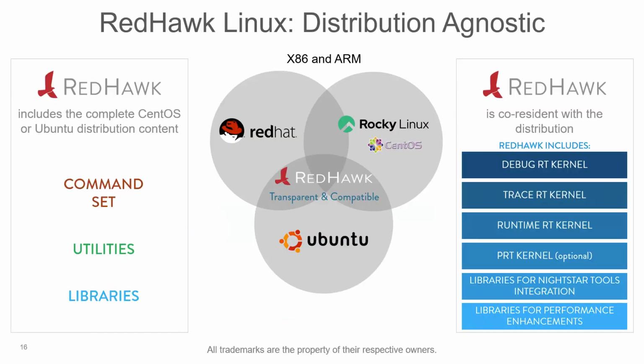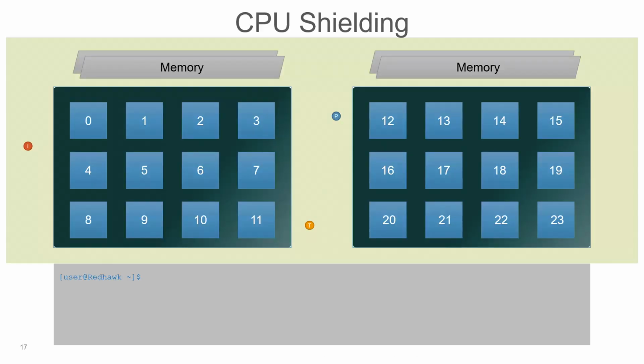Red Hawk Linux is compatible with the most popular Linux distributions out there, and this compatibility helps when anyone has a need for any real-time capabilities, and for them it will be easy to transition to Red Hawk Linux. It even supports the PREEMPT_RT kernel if desired, so that you can test and compare with Red Hawk's real-time features.